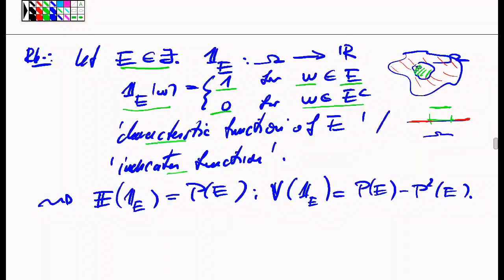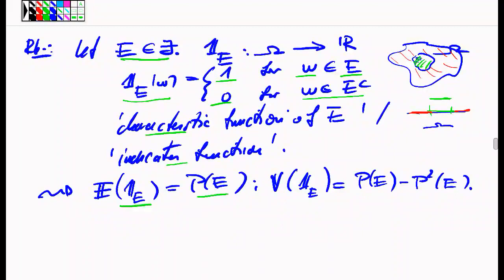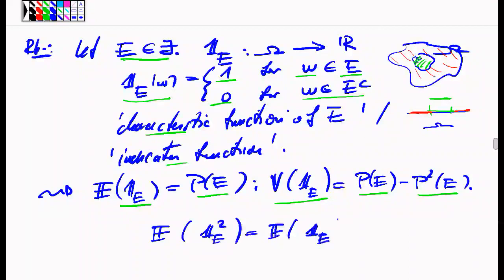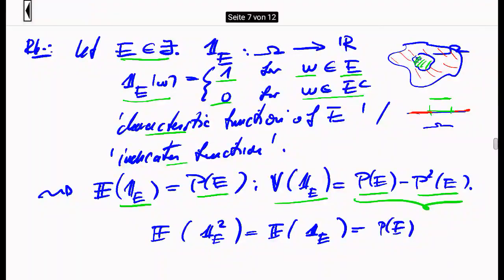So that's the indicator or characteristic function, and then the expectation of the indicator function is just the probability of E, and the variance of the indicator function is the probability of E minus the square of the probability of E. This is a direct consequence of the previous formula, since the second moment of the indicator function, so the expectation of the indicator function squared, is just the expectation of the indicator function itself, because squaring a 0 is 0, and squaring a 1 is a 1, so applying the square function to the indicator function doesn't change it, and that is the probability of E alone, and that's why we arrive at this formula according to the general lemma that we had before.